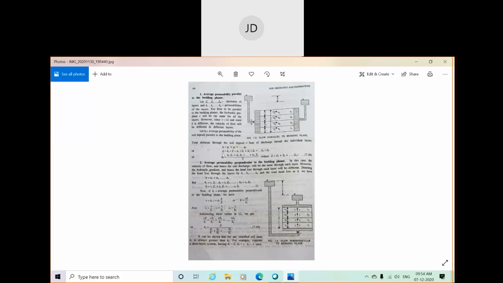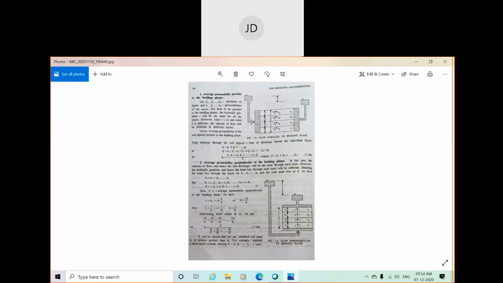For the average discharge, considering the total soil layer, q will be represented by the same kiA. In place of k, we write kx, which is the average coefficient of permeability for the whole stratified soil. kx multiplied by the hydraulic gradient i, since i is constant for each layer, and capital Z, which is the total thickness of the layer. It is very simple to understand.